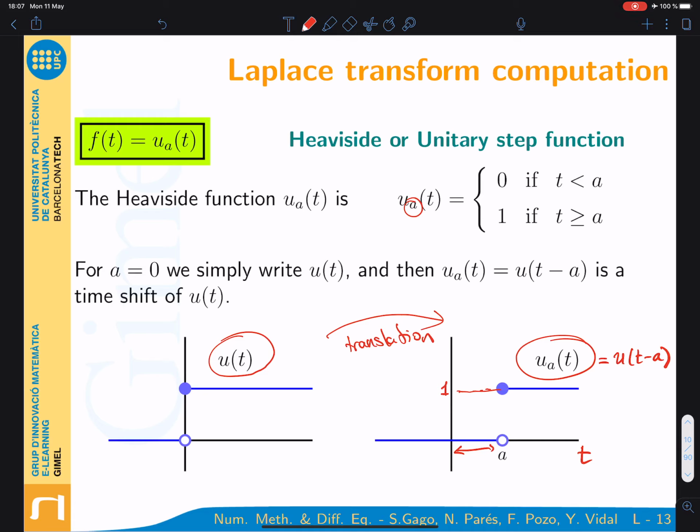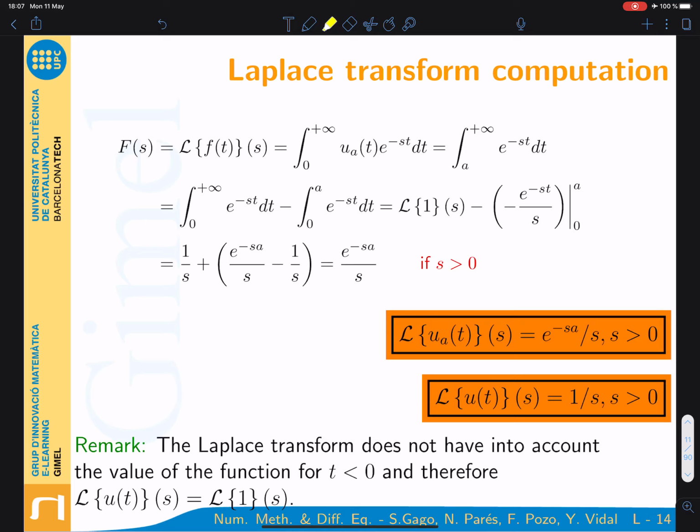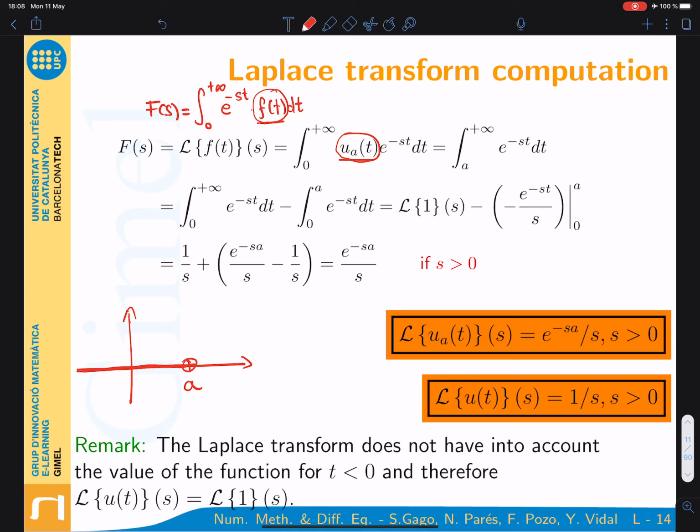Now, let's compute the Laplace transform of this function u_a, okay? Let's do that. Now, let me remember the definition of the Laplace transform. The definition is the integral between 0 and infinity of the exponential of minus st times f of t dt, okay? Now, in this particular case, we want to compute the Laplace transform of this step function u_a, okay? So the only thing we did is to copy the definition and replace f of t by u_a(t), okay? Now, remember, who is this function u_a? Remember that this is a very simple function that is 0 almost all the time. And when it arrives to point a, it switches to this different value 1.